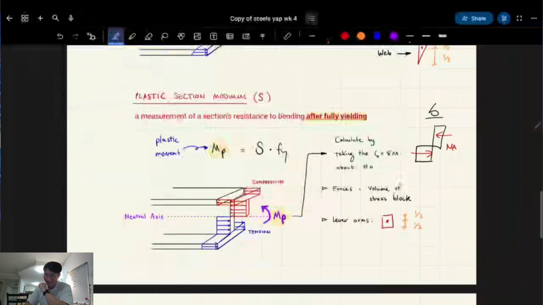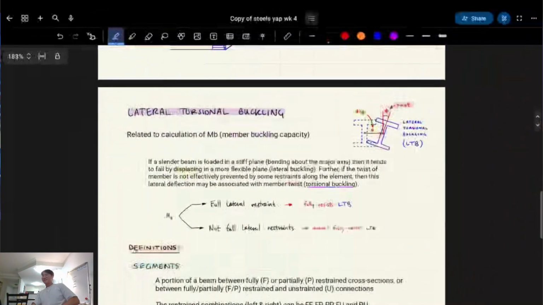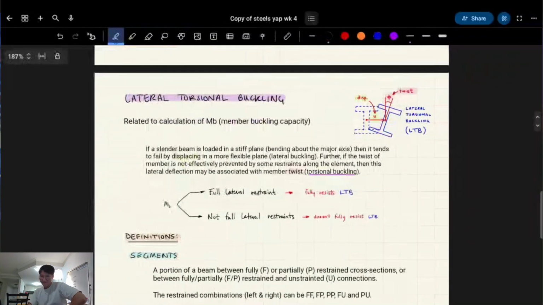Okay, that's it, right? Done. Home time. Lateral-torsional buckling. So we've talked about this a little bit, right? But these are the definitions in the code.